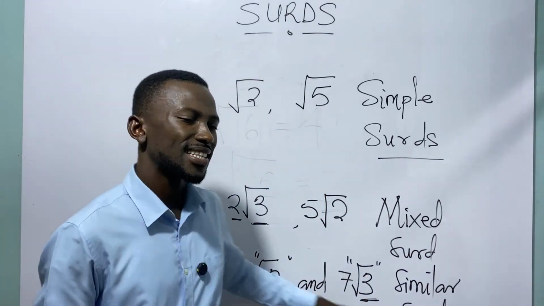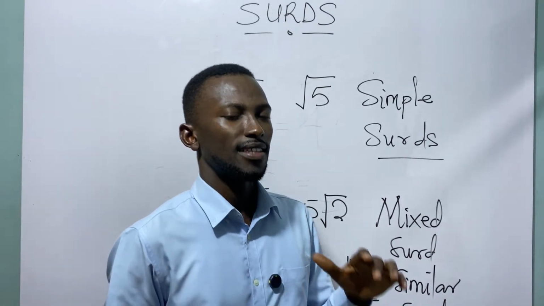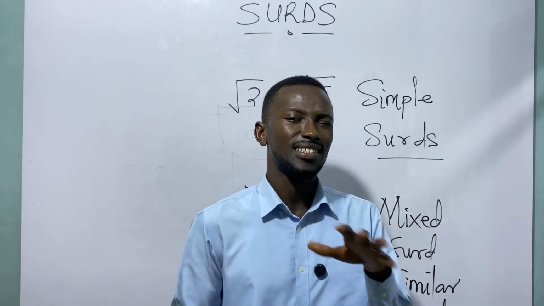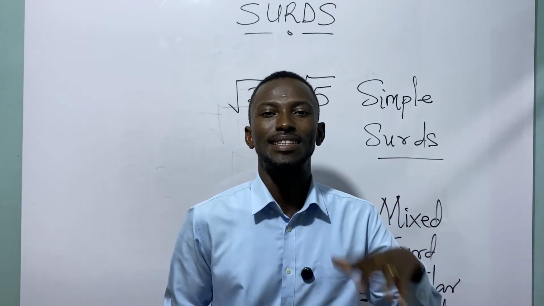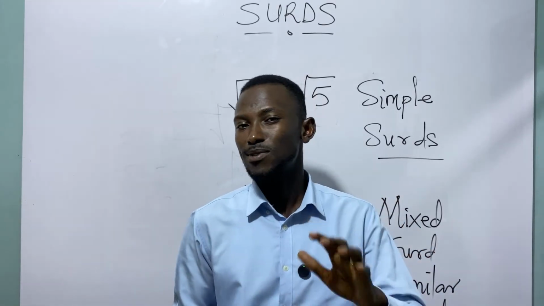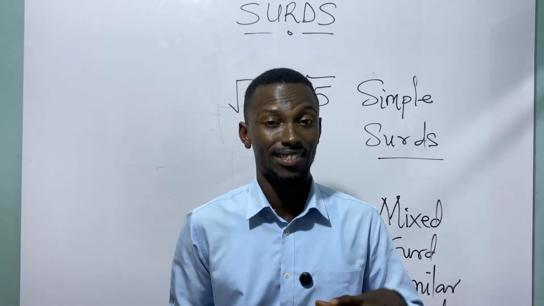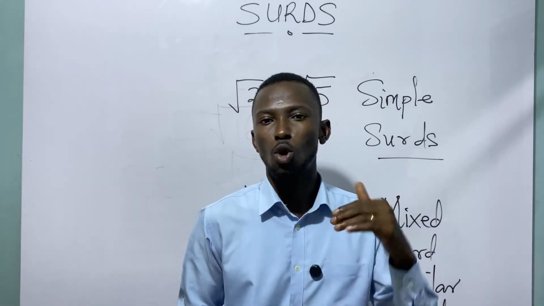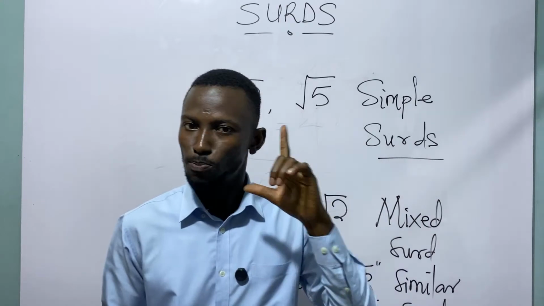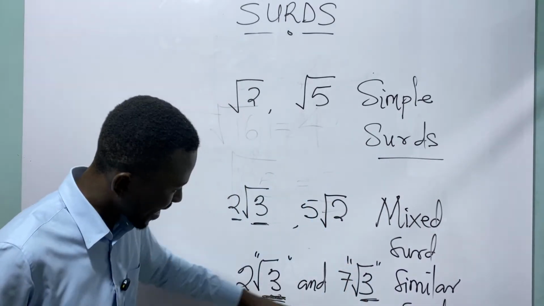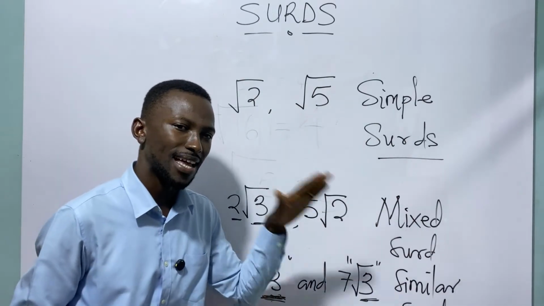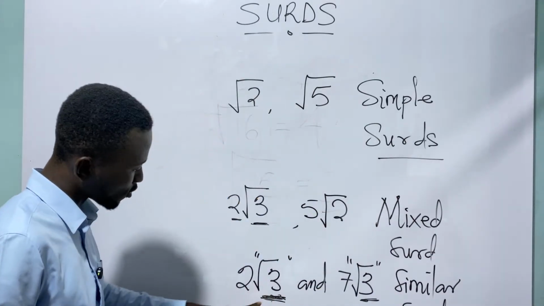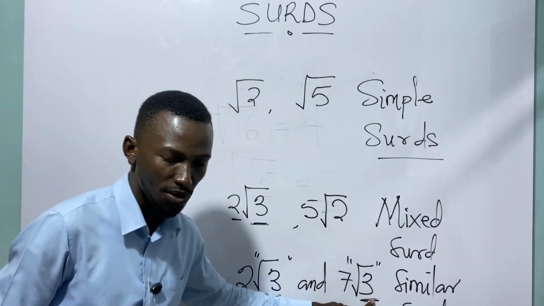Only similar surds can be added. Now take note of this lesson. This lesson we are having at the moment might look like a very fundamental and simple lesson. But trust me, if you don't understand the basics, you'll find it difficult when it comes to complex questions under surds. So pay attention to that. This and this are similar surds. Why are they similar surds? They are similar surds because of this root 3 and this root 3.